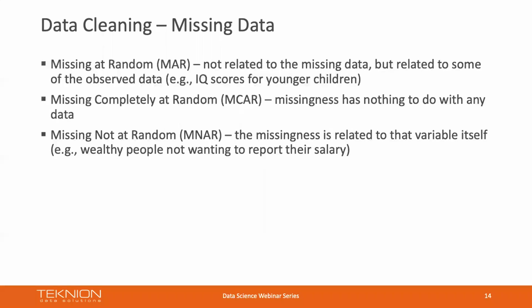So when we have something that's called missing at random, or MAR, it's not completely related to the missing data, but related to some other observed variable. For example, we may be missing IQ scores for some kids, but it's only because they're younger children and they just haven't had an IQ test yet. It's not because they didn't want to give you their IQ. It's just because they're young and we haven't given them an IQ test yet. That's usually okay. If it's related to some other variable, then we're usually okay with that. Not awesome, but usually okay.